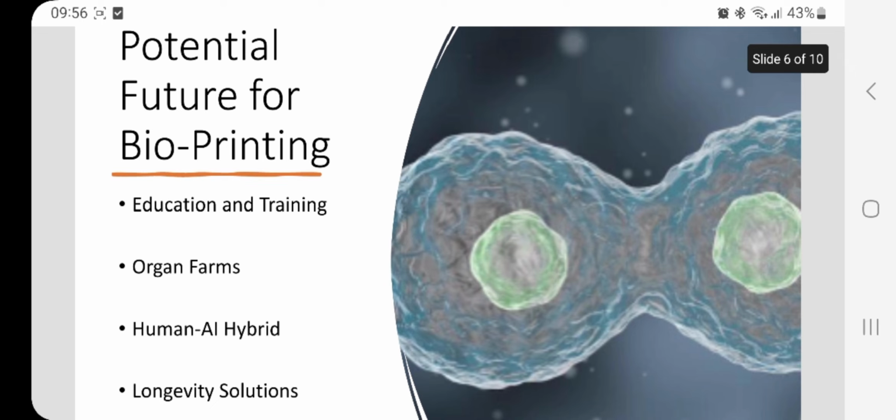These future potentials of bioprinting demonstrate the transformative nature of the technology. As bioprinting continues to advance, it holds the promise of not only improving healthcare, but also reshaping aspects of education, technology, and human longevity solutions. However, ethical considerations and regulatory oversight will be critical in guarding the responsible development and application of these innovations.